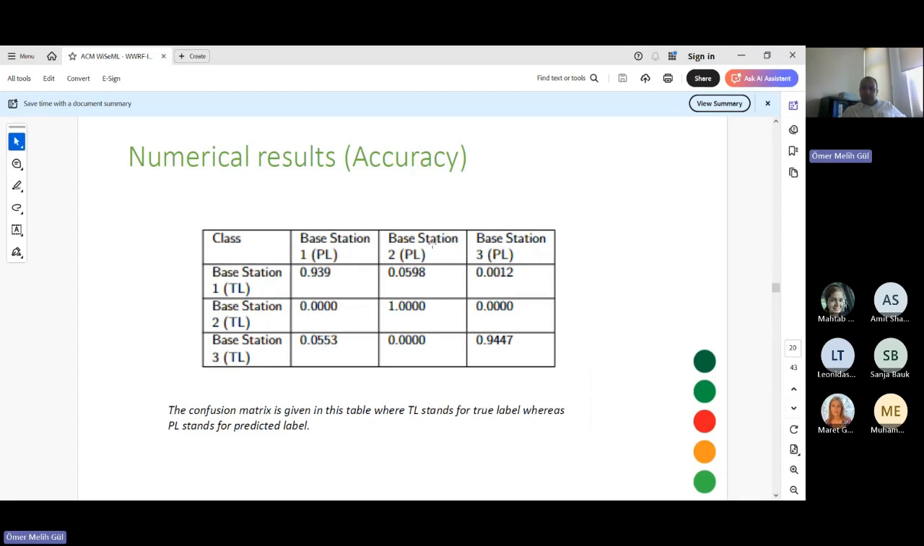For example, we have 3 base stations. Base station 1 is detected correctly with 94%, but it is missed with 6 points to base station 2, and the other is negligible. Base station 2 is detected perfectly. Similarly, base station 3 is detected at more than 94%, but it is still missed in some cases. It is detected wrongly as base station 1 at 5.5%.